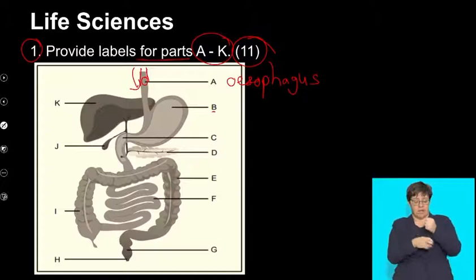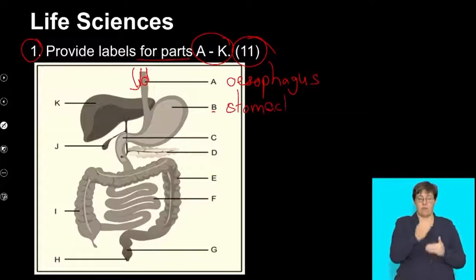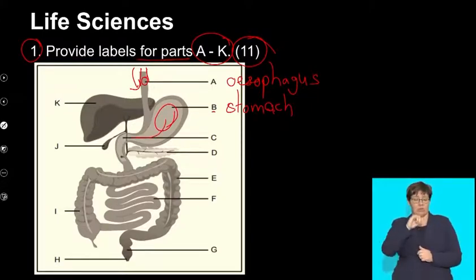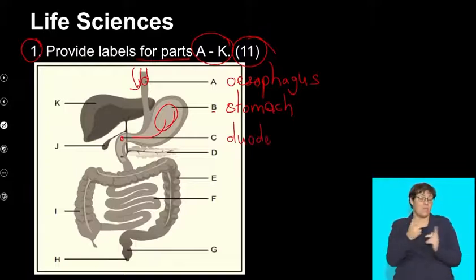Label line B points to this organ here, which is a muscular organ, and that organ is the stomach. It is in the stomach that the first process of chemical digestion of proteins begins. The food then mixes with the gastric juices and moves down to the first part of the small intestine, which is labeled C. And that is the small intestine, but specifically the duodenum.